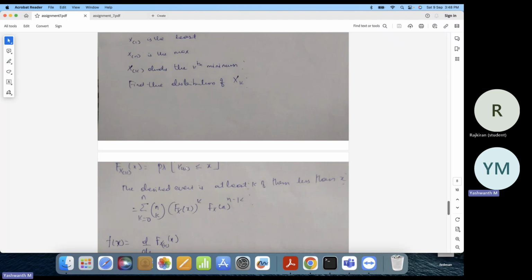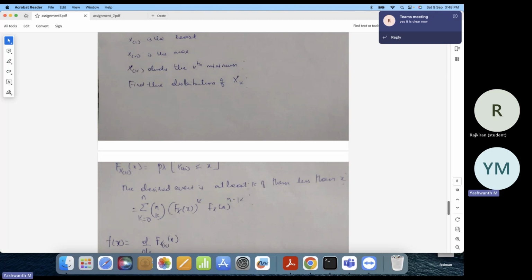So x1 is the least. So x of 2 is the least, x of 3 is the least. So if f of x of 3 is less than some x, definitely x2 and x1 will definitely be less than that, because that's how they are defined, right?